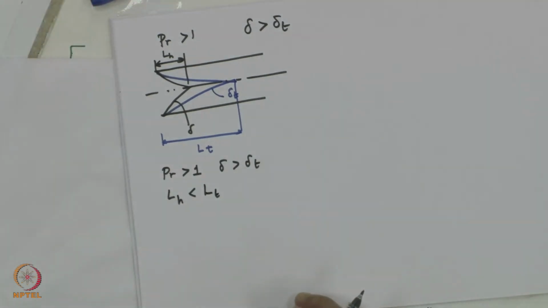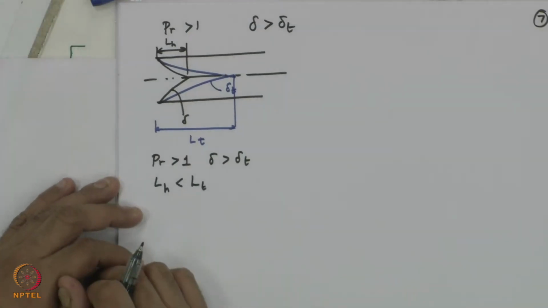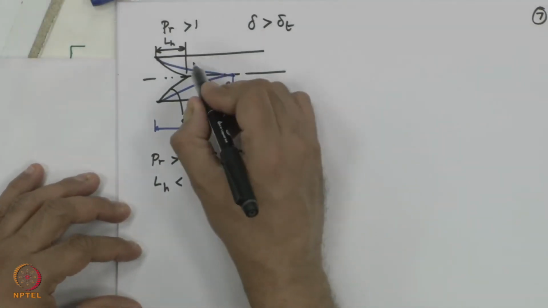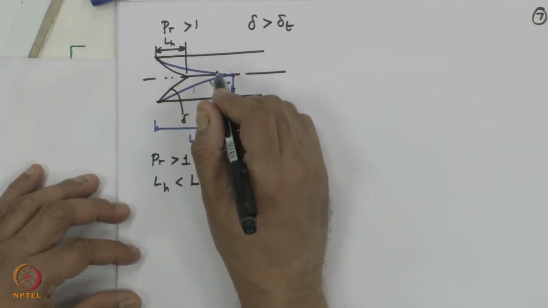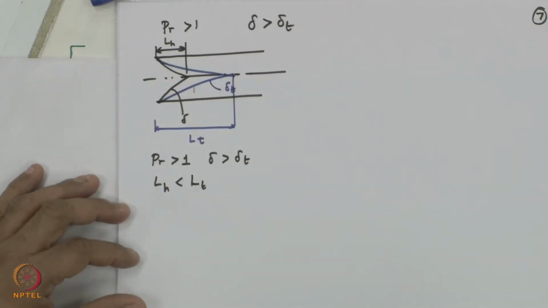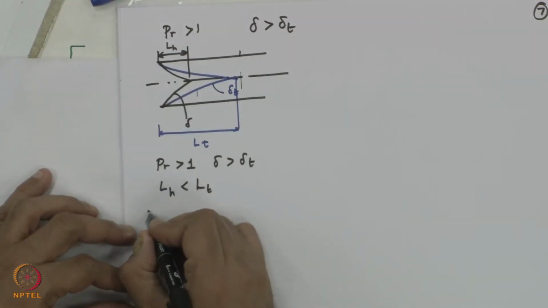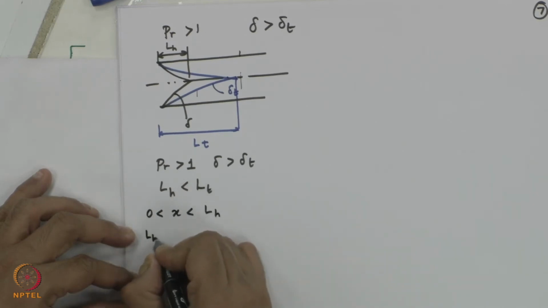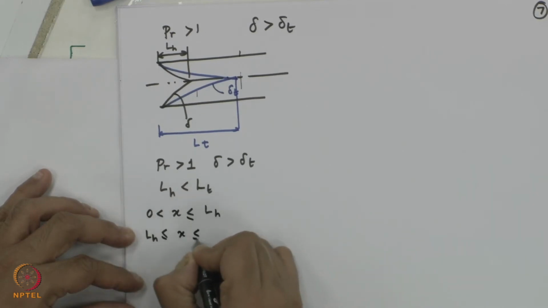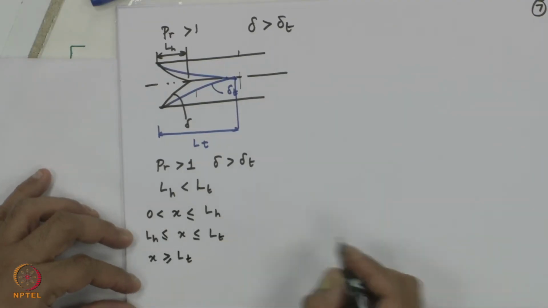What does it mean? This is from just the diagram we are able to say, but more importantly what it means is that even after the location where the velocity has become fully developed, the temperature is not able to become fully developed. Only beyond this point. So, if I split the flow region into 0 to x less than L_H, L_H less than or equal to x less than or equal to L_T, x greater than or equal to L_T, 3 regions.